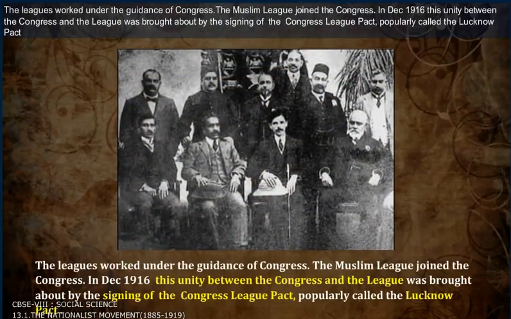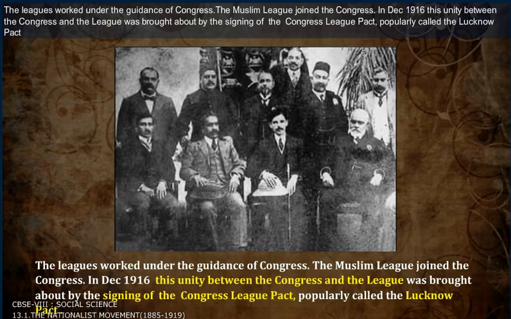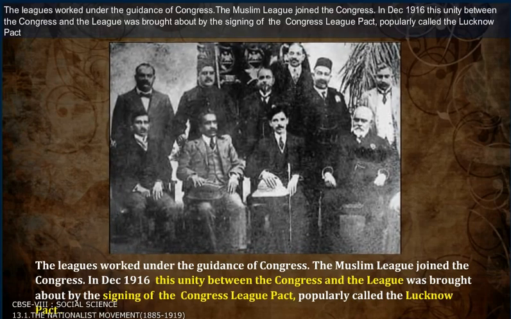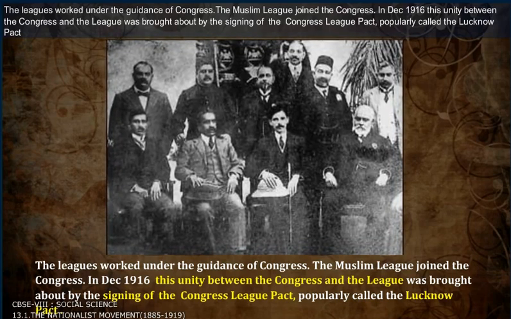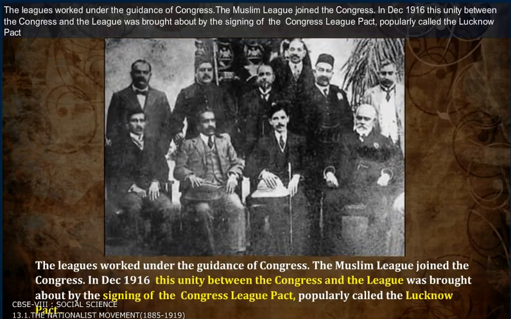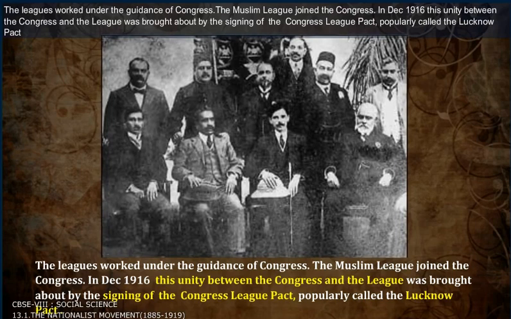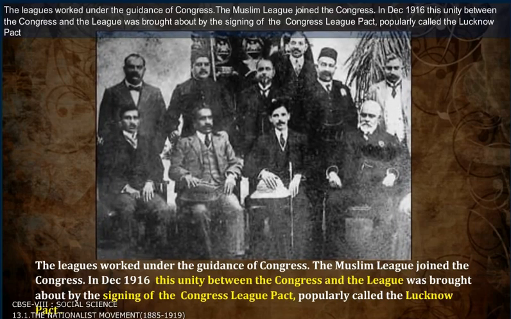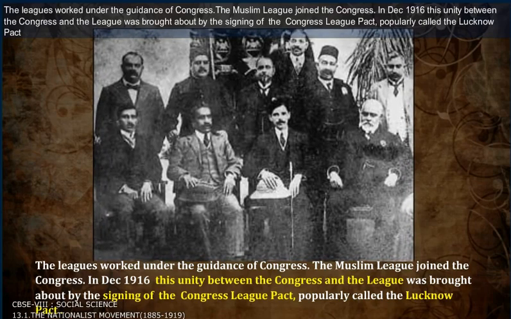The League worked under the guidance of Congress. The Muslim League joined the Congress. In December 1916, this unity between the Congress and the League was brought about by the signing of the Congress-League Pact, popularly called the Lucknow Pact.